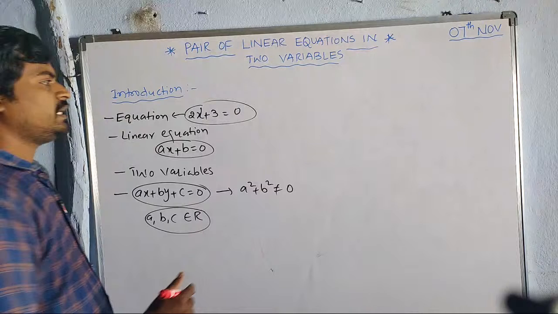We get intersecting lines, friends, when A1 by A2 not equals to B1 by B2. So the graphical representation is intersecting lines, which means consistent. Both intersect at one point, and that point is the solution. That's why there is a unique solution, or one solution. That is an important point here, friends. Once again: A1 by A2 not equals to B1 by B2 means intersecting lines and a unique solution.